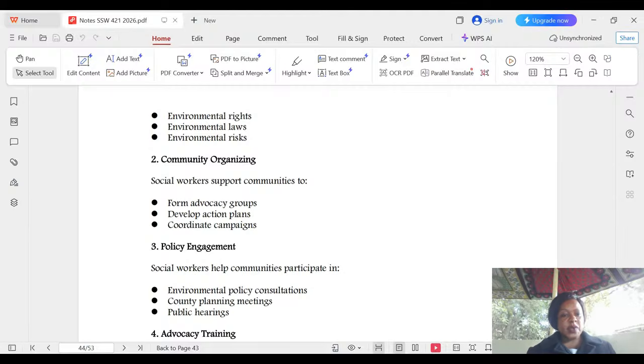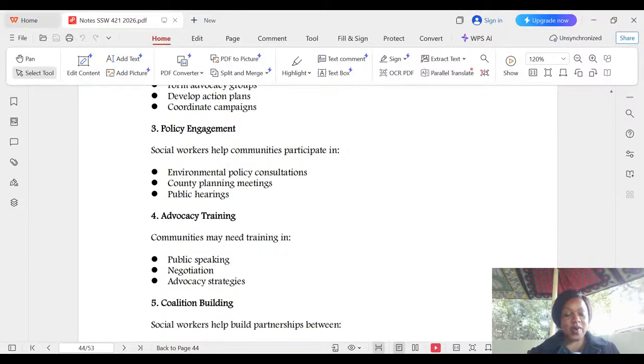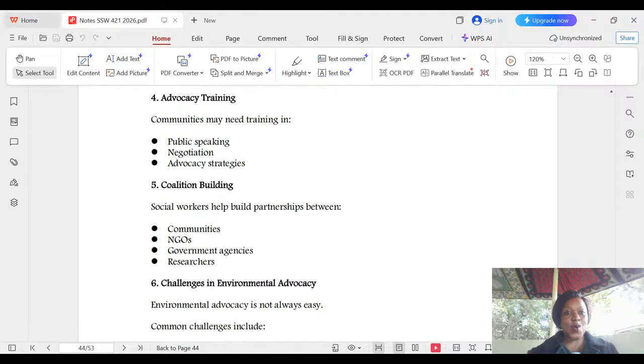We'll be engaging with them on policy, so we'll help communities to participate in environmental policy consultations, in county planning meetings, in public hearings. We'll be involved in advocacy training. Advocacy, you need to be organized and to think as one. Like I said, it's like you have started a war. And so, you need to be together. Sometimes you can even be infiltrated, and then the whole advocacy campaign is broken down.